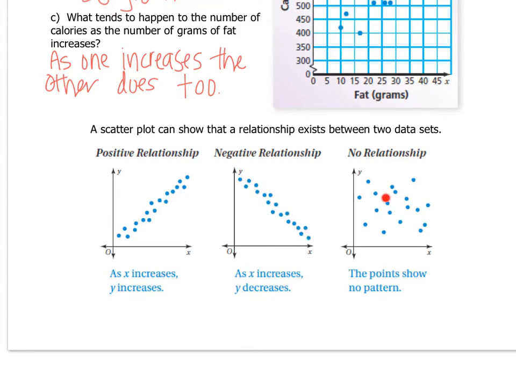And then you also could have no relationship, where there's no pattern to anything. So this might be the number of pets you have and the number of glasses of water that you drink in a day, right? Those have nothing to do with each other.